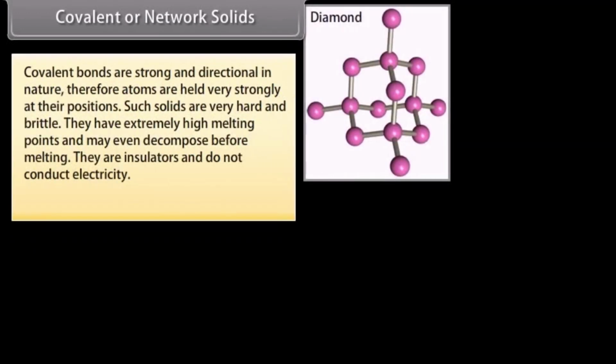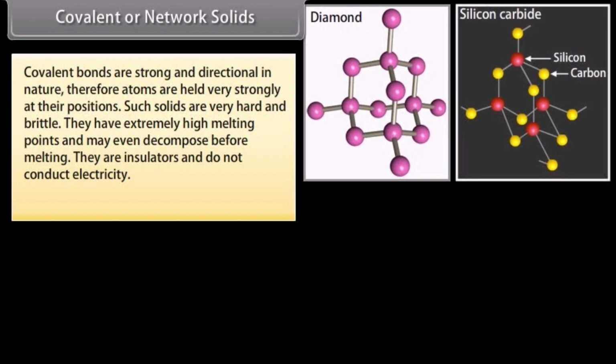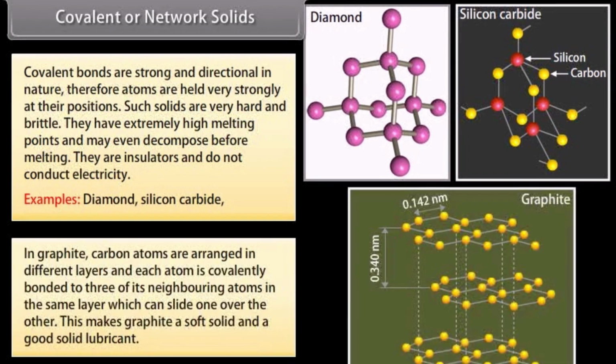Covalent or network solids. Covalent bonds are strong and directional in nature, therefore atoms are held very strongly at their positions. Such solids are very hard and brittle. They have extremely high melting points and may even decompose before melting. They are insulators and do not conduct electricity. Examples: diamond, silicon carbide. In graphite, carbon atoms are arranged in different layers, and each atom is covalently bonded to 3 of its neighboring atoms in the same layer, which can slide one over the other. This makes graphite a soft solid and a good solid lubricant.